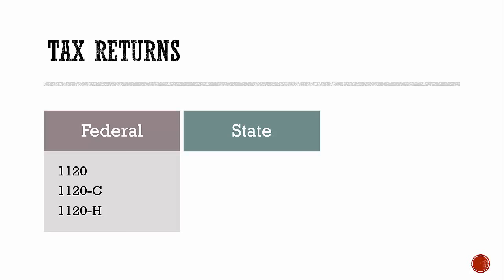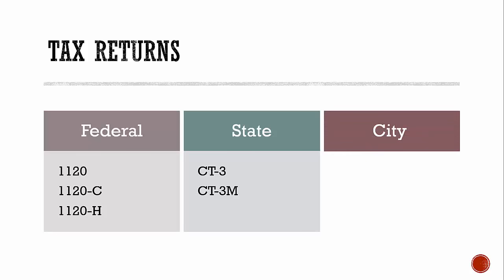The next form you'll receive is the state return, which is really a combination of 2 returns: the CT3, which is the regular state corporate return, and the CT3M, which is a short form, also from the state, for the MTA surcharge. And lastly, you'll receive the city. And there's just one form for that. That's the New York City 2, the NYC-2.